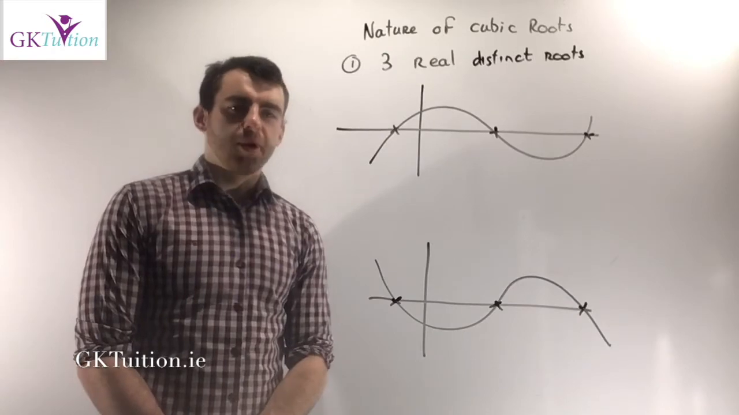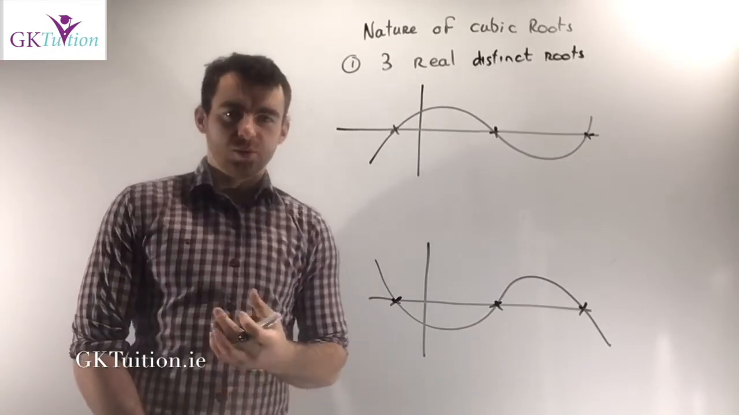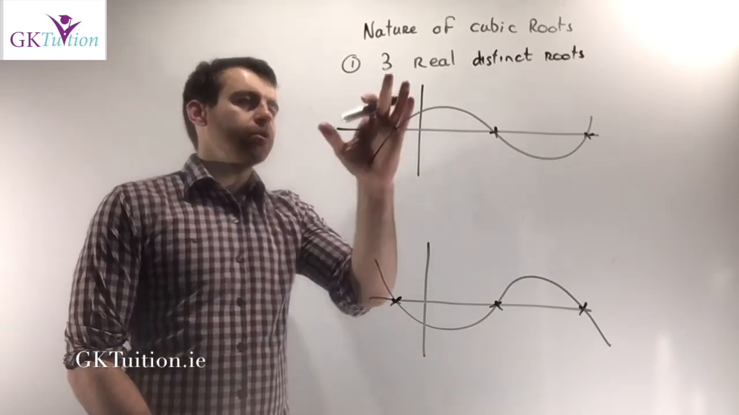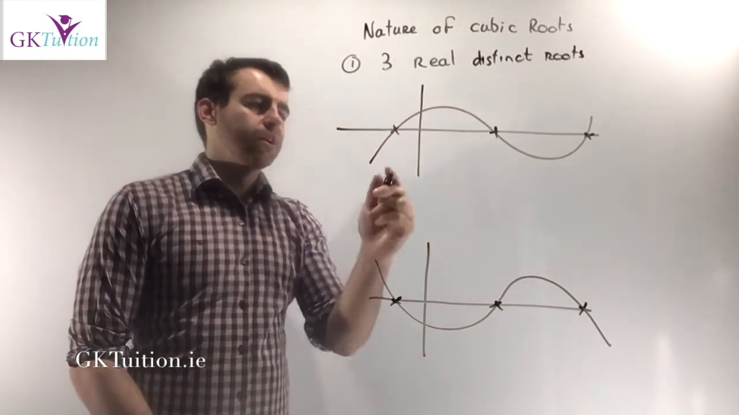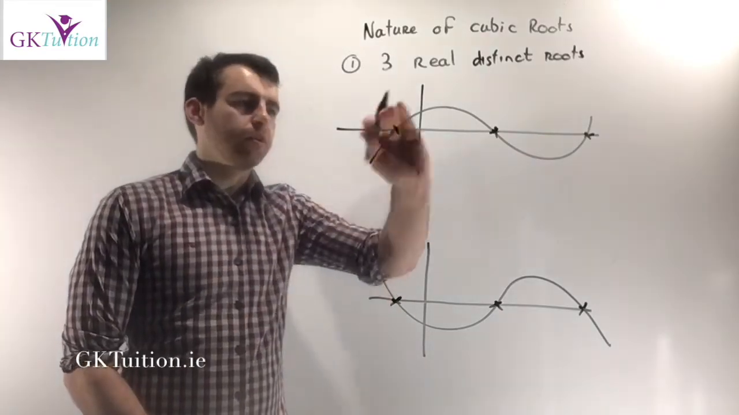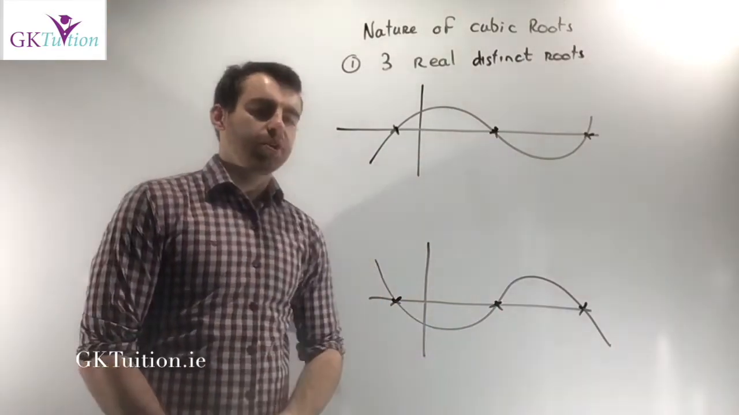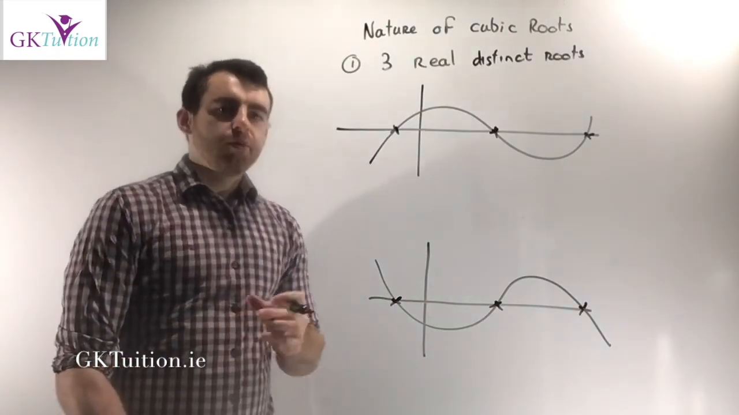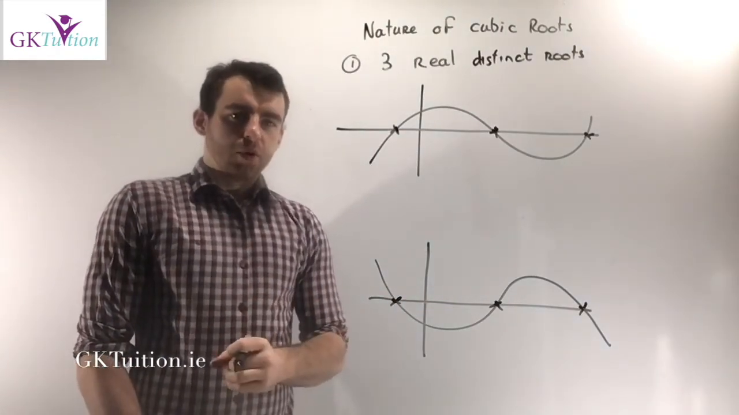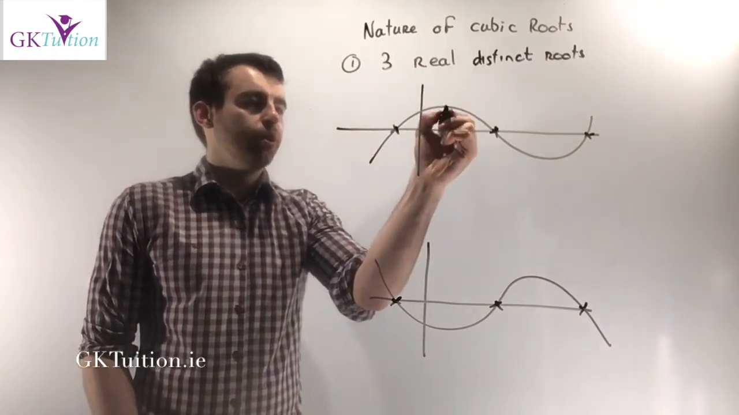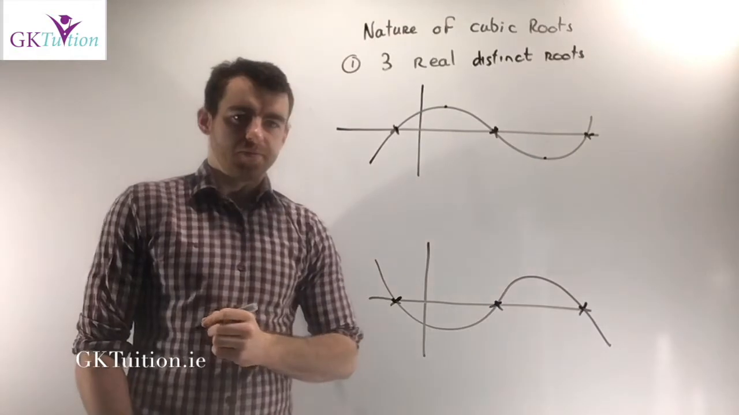Okay, so the first possibility is the most obvious one, and it's the one that we dealt with in every question in the previous video. If a cubic has 3 real distinct roots, that implies that it crosses the x-axis 3 times. So I've drawn a plus x cubed and a minus x cubed, and both of them cross the x-axis 3 times. When we have finished the Leaving Cert Higher Level course, it'll be relatively easy for us to identify the maximum point and the minimum point of a curve.